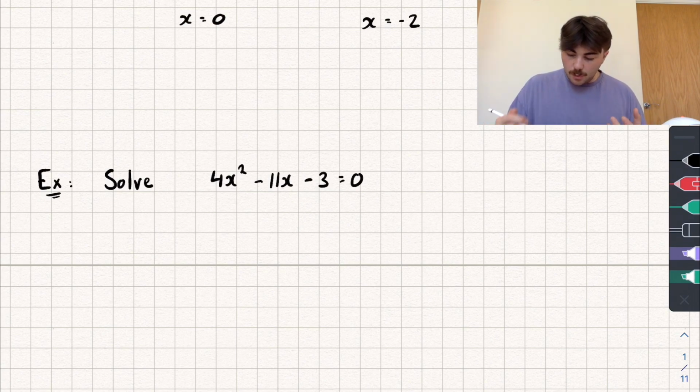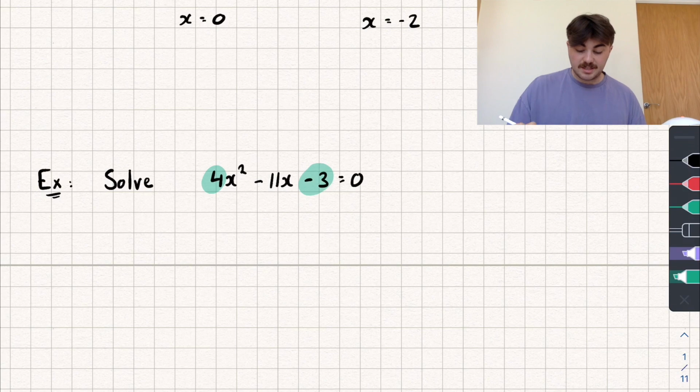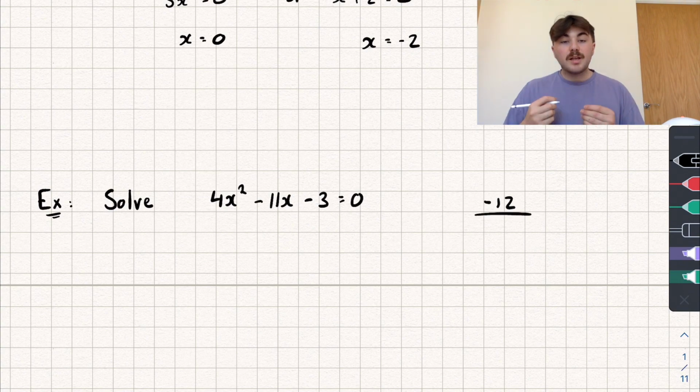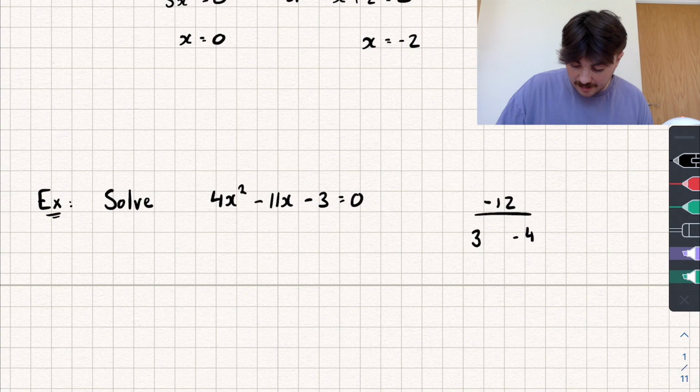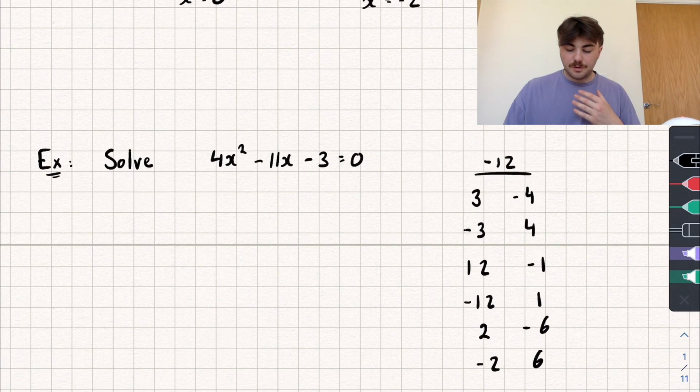So the way I do it is we look at the coefficient of x squared, so 4, and we look at the constant on the end, so in this case negative 3. And we multiply them together, so that's going to give us negative 12. I'll write it over here. We're now going to list all of the factors of negative 12. So for example, we'll have 3 and negative 4, negative 3 and 4, 12 and negative 1, negative 12 and 1, 2 and negative 6, negative 2 and 6, and I think that might be all of them.